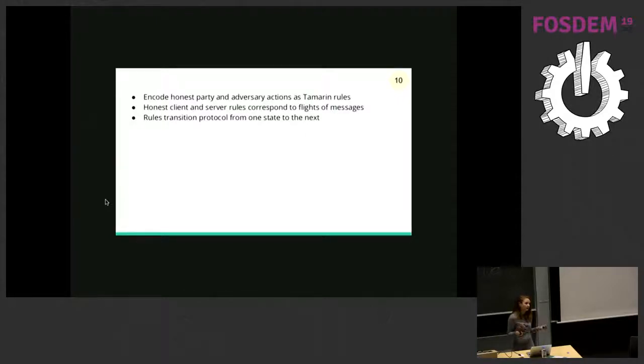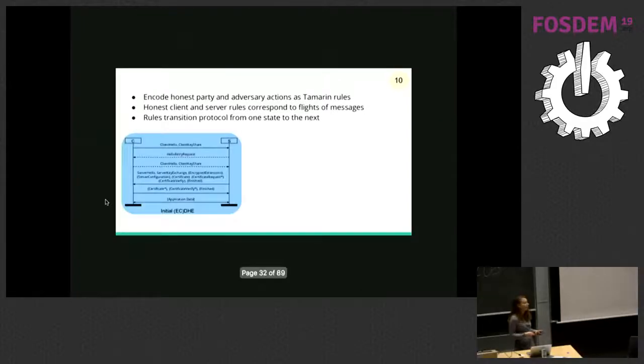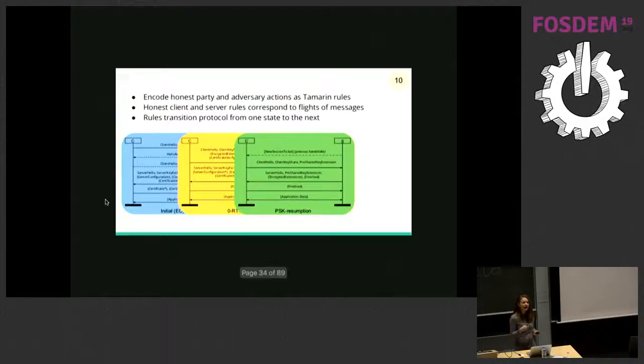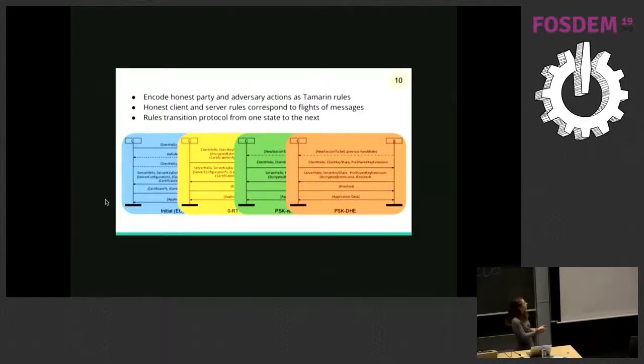Now, in TLS 1.3, there are many different handshake modes that you need to be able to model. There's the initial elliptic curve Diffie-Hellman handshake. There's the zero RTT handshake, where the client sends data immediately. There's the PSK resumption handshake, which means when you want to resume a session, you use a pre-shared key. And there's also its Diffie-Hellman variant. So we had to capture all of these handshake modes in the tool and also capture the record protocol. We do this very abstractly just by modeling the client and the server sending and receiving data.